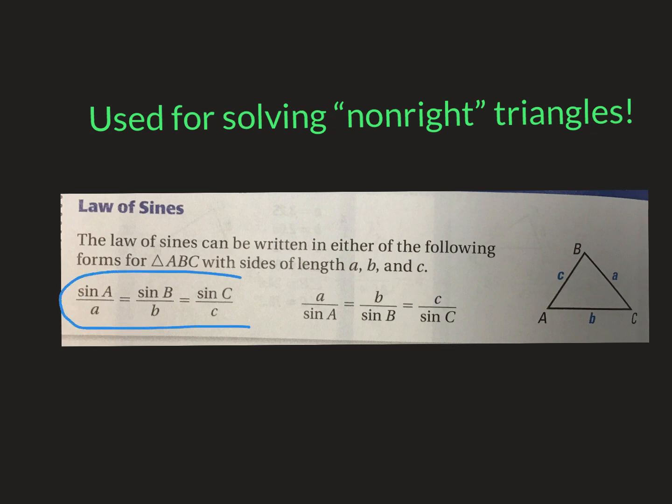As long as you have opposite sides and angles, if you have sine of A, you can put it over side A, and that's always going to equal the sine of angle B over side B, which also equals the sine of angle C over side C. Or you can flip it the other way, it doesn't really matter. For a triangle it looks like that, one that's not right. Meaning not a right angle, not that it's not right.